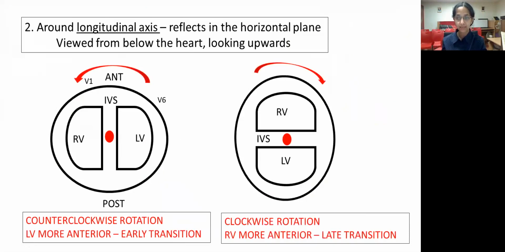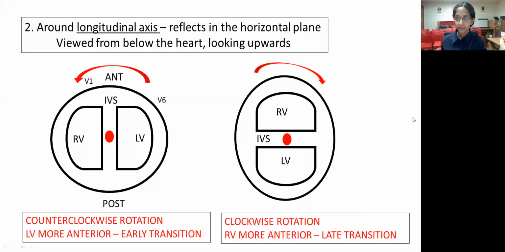Remember, last class we discussed the transition. Transition means your RS ratio is 1, which commonly happens in V3, sometimes in V4. If it's early transition, that means it's happening in V1, V2. If it's late transition, it's happening in V5, V6. Early transition commonly happens when your LV is more anterior. Late transition commonly happens when RV is more anterior. Just a very easy way to remember: clock, late transition. This is how I remember it, to just memorize it. Clockwise rotation is late transition, counterclockwise is early transition.